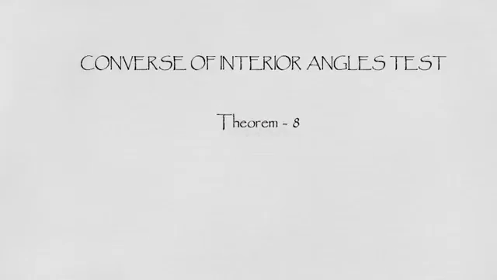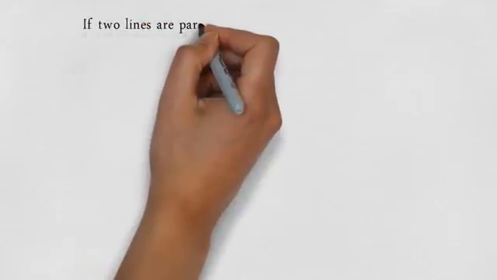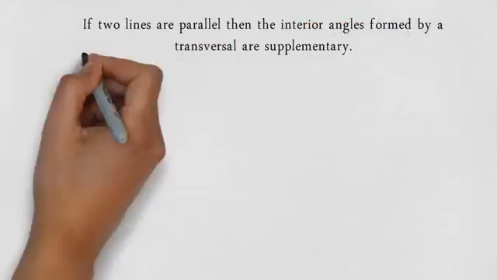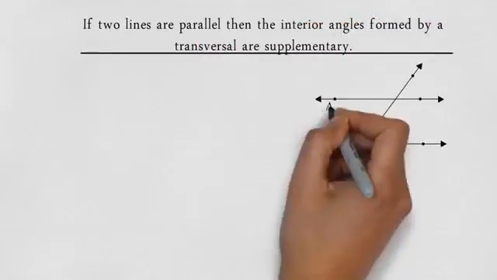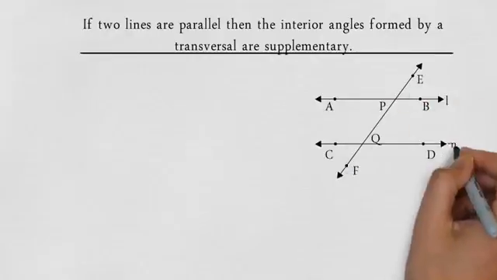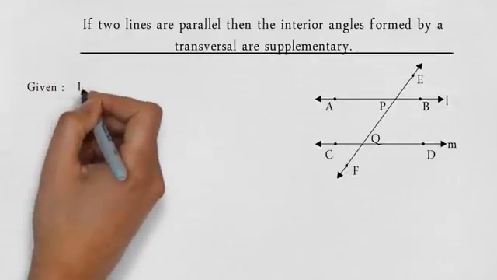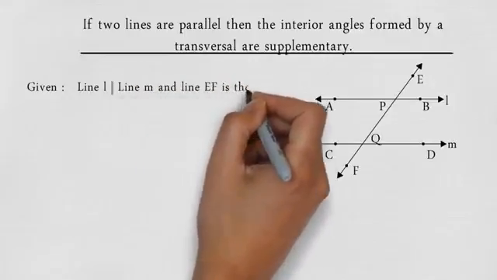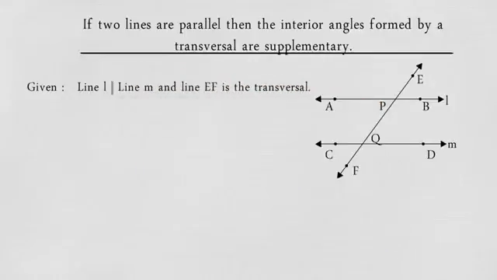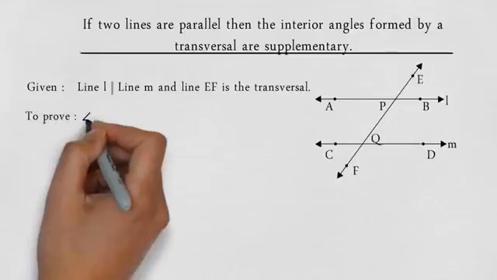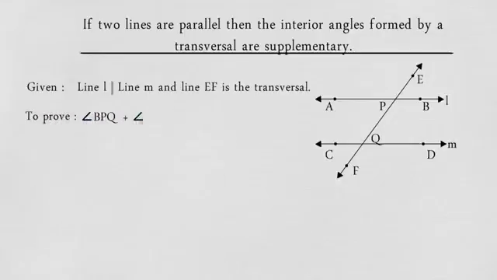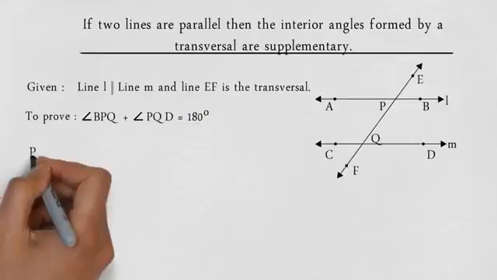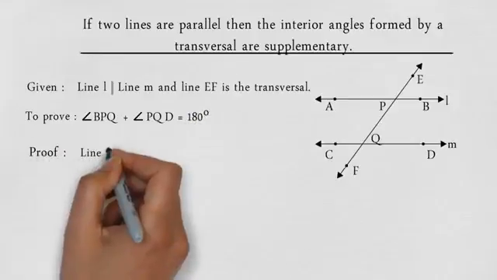Converse of interior angles test. Theorem 8. If two lines are parallel, then the interior angles formed by a transversal are supplementary. Given, line L is parallel to line M and line EF is the transversal. To prove, angle BPQ plus angle PQD is equal to 180 degrees.